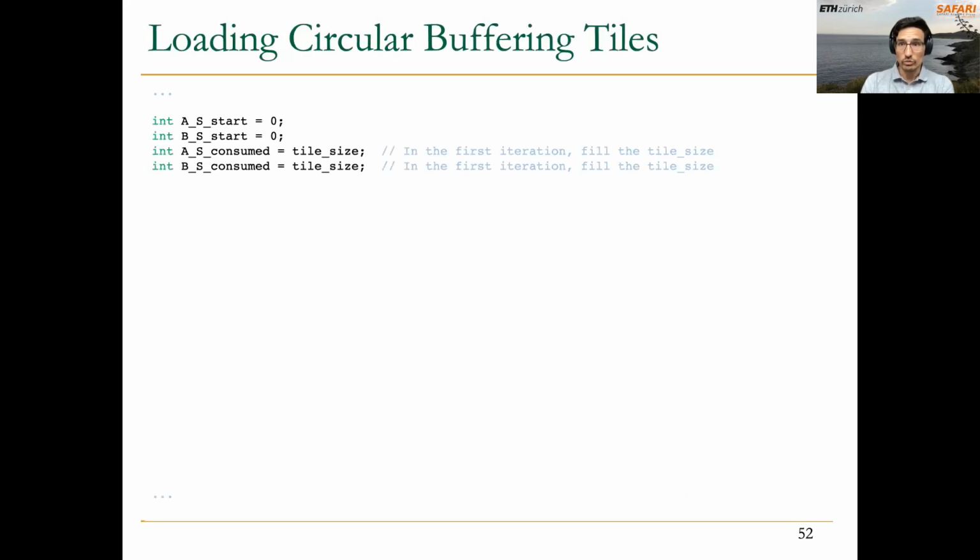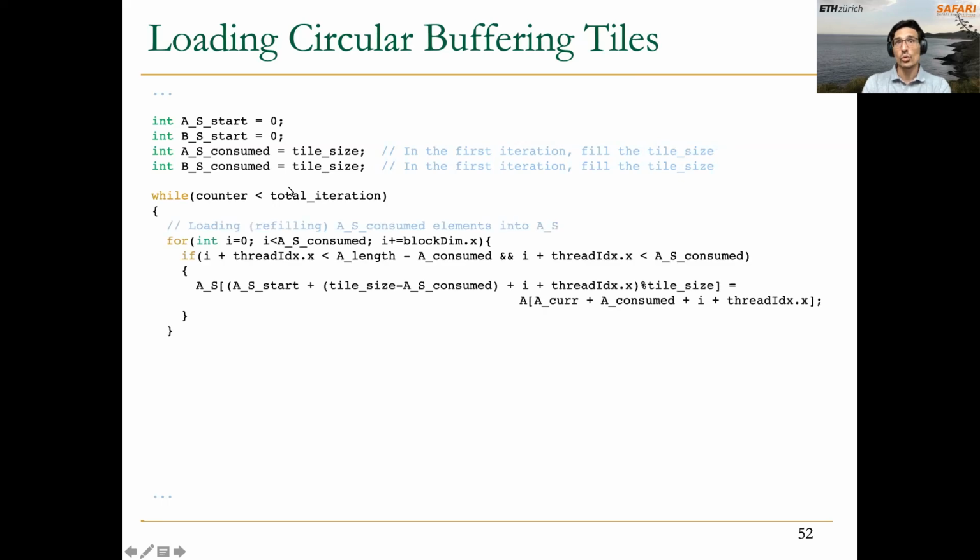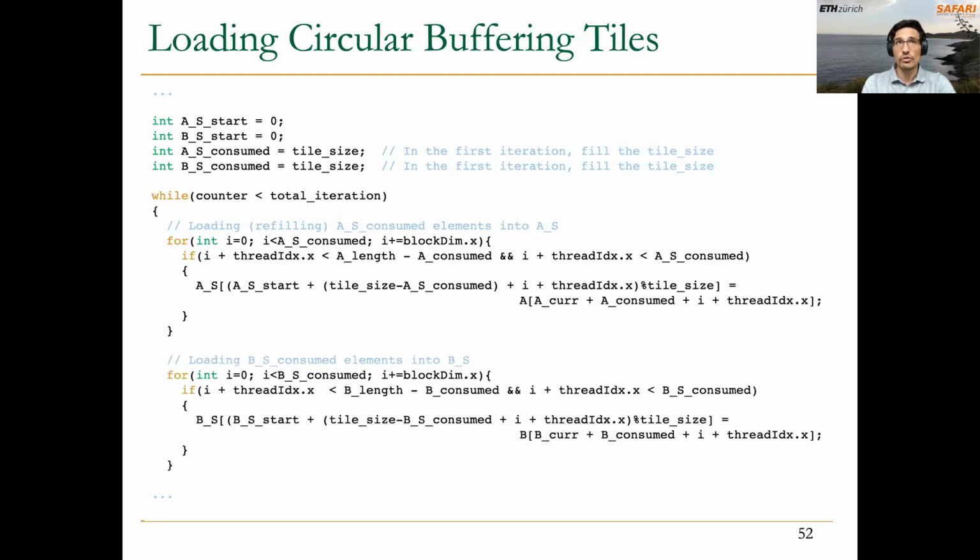This is the code for loading the circular buffering tiles. In the beginning, AS start and BS start are equal to 0, and we can load a whole tile size from global memory into the shared memory. As you know from the previous tile merge kernel, we perform a number of iterations controlled by this counter here. First of all, we load or refill the consumed elements into AS and BS, depending on the value of AS consumed and BS consumed. We load more or fewer elements into the specific area of the shared memory, AS or BS. This is for AS, and this is for BS. Observe that in both cases, we load as many elements as there are free positions in AS and BS.